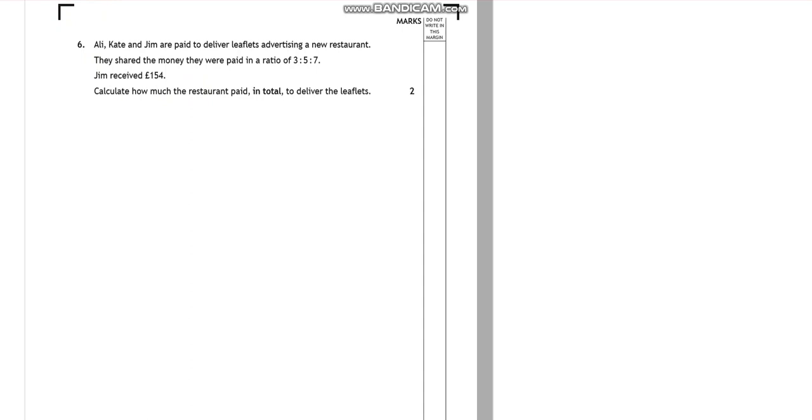So we've got some ratios. For this one, you should be thinking that I've got Ali, I've got Kate, and I've got Jim. And they've paid in the restaurant in a ratio of 3, 5, and 7. And Jim, he's got 154. So what you want to do is work out what one share is worth. So to go back, what we're saying is that 7 shares are worth 154. So if 7 shares are worth £154, then one share is going to be 154 divided by 7. So that's going to come out as 22. So one share is worth 22.